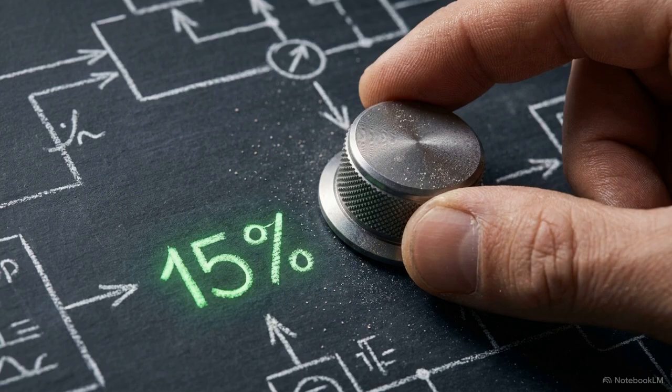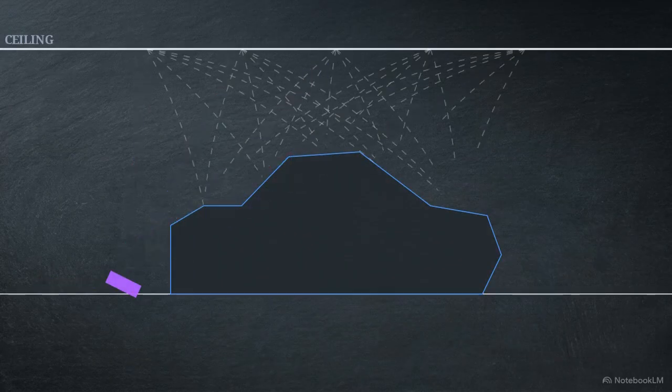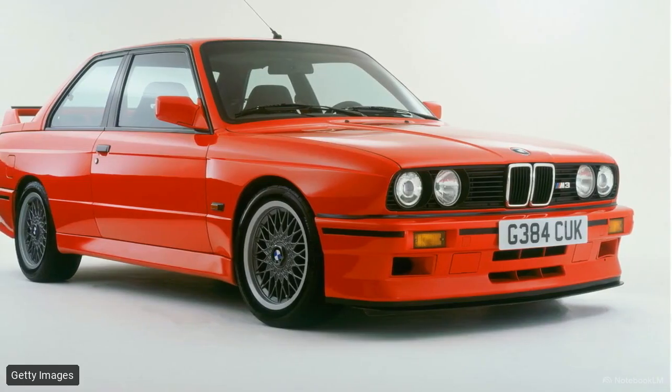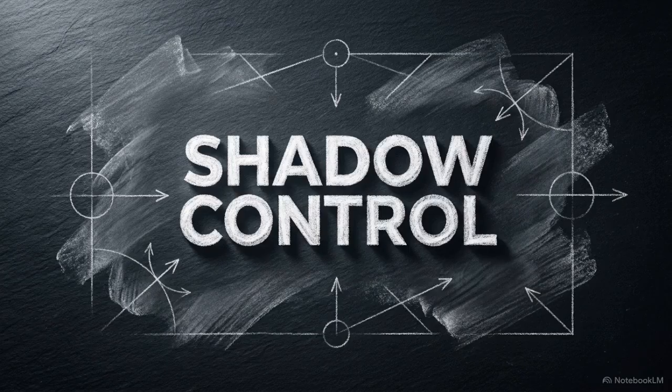Power it on and dial the output down to exactly 15%. Bouncing the light off the ceiling scatters the beam. It creates a massive, soft source that wraps around the car, eliminating harsh hotspots while cleanly highlighting the sculptural lines and wheel arches. To deepen the shadows on the opposite side, we use negative fill.